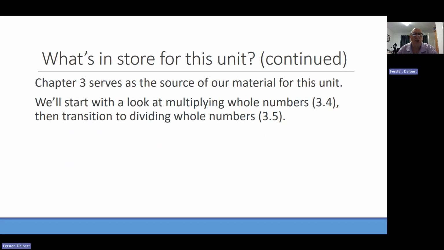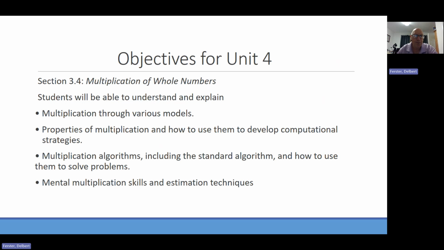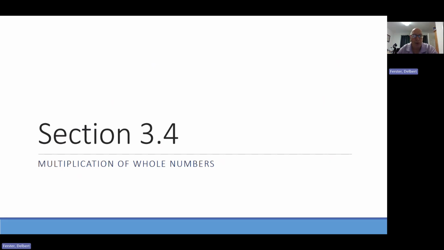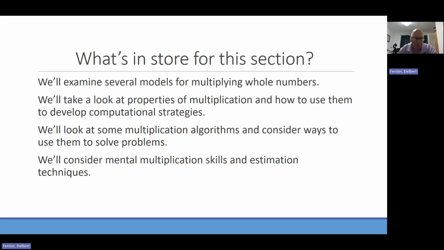There we go. What's in store? 3.4, 3.5. 3.4 is multiply, 3.5 is divide. Objectives, again, I won't read them to you because as a kid, that used to bother me. So I'll let you read them. A lot going on. In the divide section, we will kick around some exponent stuff. For some of you, that might be a flashback from algebra that may not be too happy, but we'll do okay. All right, section 3.4, multiplying whole numbers.